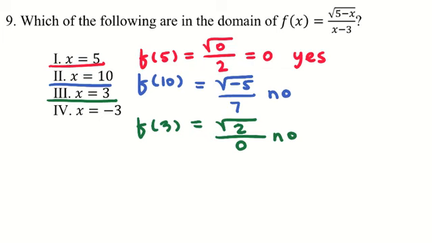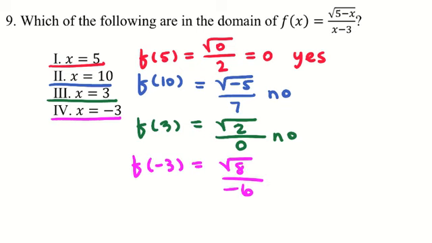Okay, so the last one I've got over here is x equals negative 3. So f of negative 3 is equal to 5 minus negative 3, which is 8. Square root of 8 divided by negative 6. And that's a real number. It's some kind of weird number, but it is a real number. So there you go. That is, in fact, in the domain. So that's how you do a problem like that.